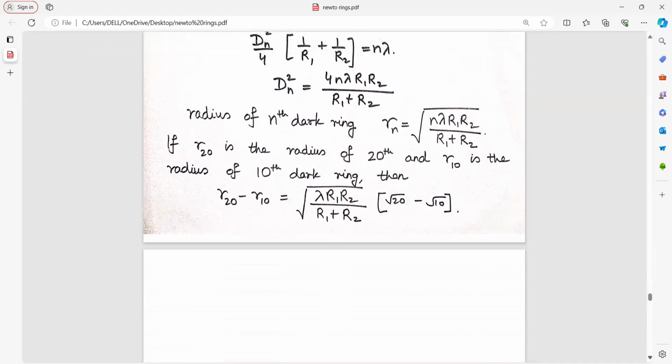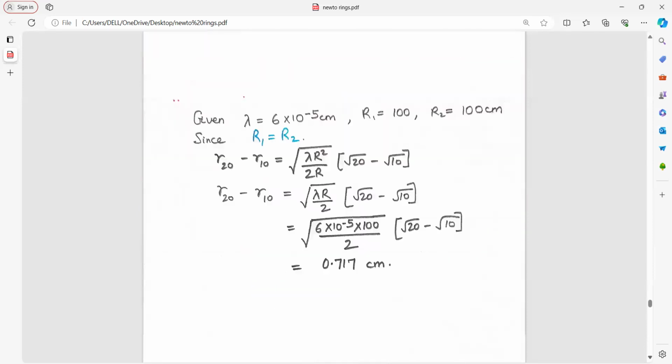Put the values for the 20th dark ring and the 10th dark ring. So it is square root of n, so 20 minus 10, and you get lambda has been given to you, R1 R2. Since R1 is equal to R2, you put the numerical value and you get your answer.